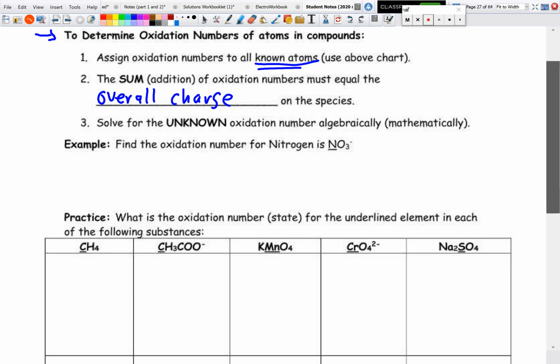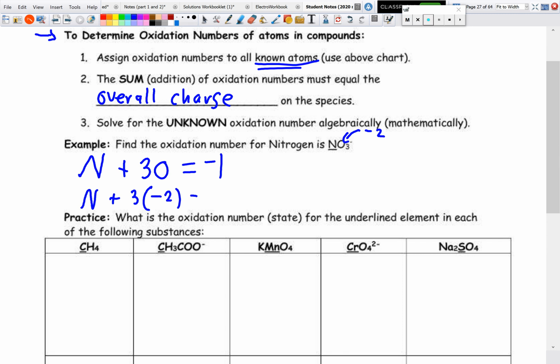So our example right here: find the oxidation number for nitrogen in nitrate. Of course, we know nitrate has a minus charge, but we don't know nitrogen, because on the previous page there's nothing about the oxidation state of nitrogen. Now we know oxygen is always going to be -2. There are 3 of them, so we take that into our calculations, and the overall charge is -1. So algebraically, we have 1 nitrogen plus 3 oxygens equals the overall charge of -1. So nitrogen plus 3 times the oxidation state for oxygen, -2, is equal to -1.